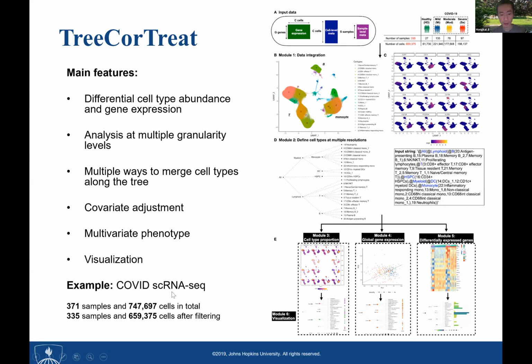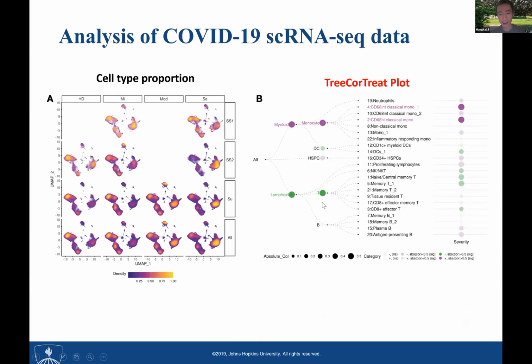Starting from my next slide, I'm going to use the COVID single-cell RNA-seq data as an example to illustrate some of these functions. And in this data set, we have analyzed 371 COVID-19 samples consisting of about 700,000 cells. So after some data pre-processing and filtering out bad quality samples and cells, we have about 335 samples remaining, which contains about 600,000 cells. And then we first integrate them into this low dimensional space using our integration pipeline, and group them into clusters and specified the hierarchical structure of these clusters based on prior biological knowledge.